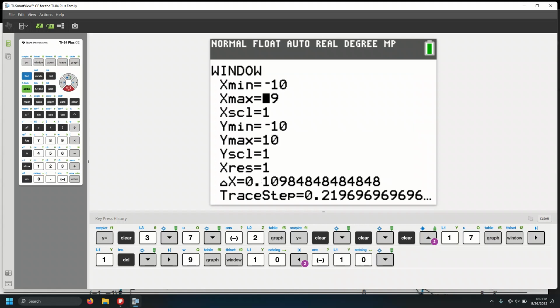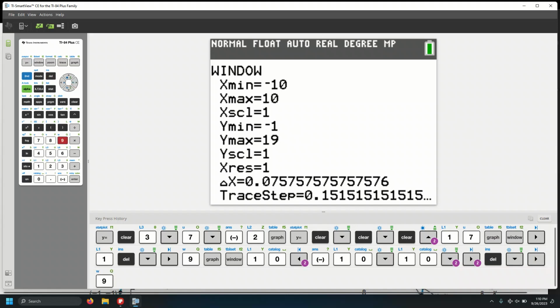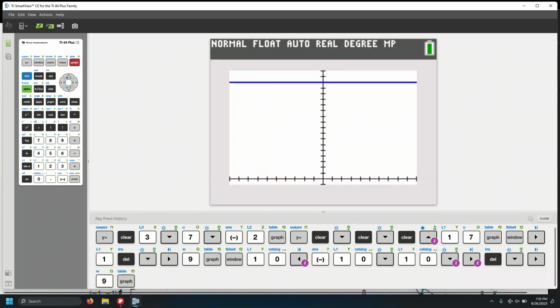-10 to 10. And it's the y that I want to change. The y min equals -1. Let me delete that 0. Let me change that 0 to a 9 to make it 19. And then you will be able to see your line y equals 17, because the largest y value that we will be able to see after adjusting the window is 19.